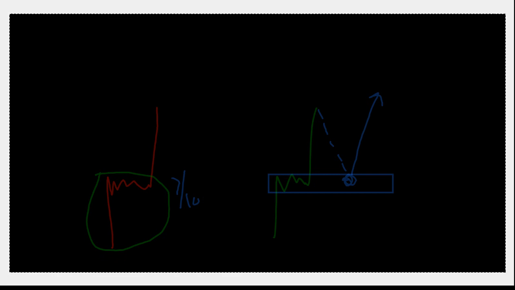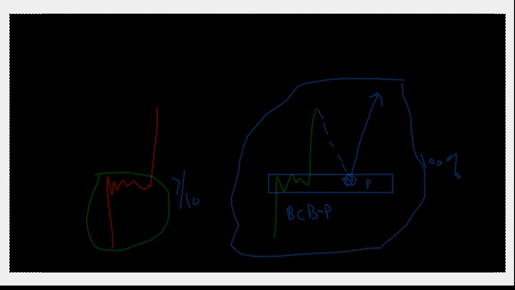Boost, consolidate, boost, and pullback. This structure we call BCB with a pullback. Right, boost, consolidate, boost, pullback. Usually it's about 100% successful. Right, I say usually; it would be a very rare and unusual situation if this pattern were to fail. It has a very, very high success rate.